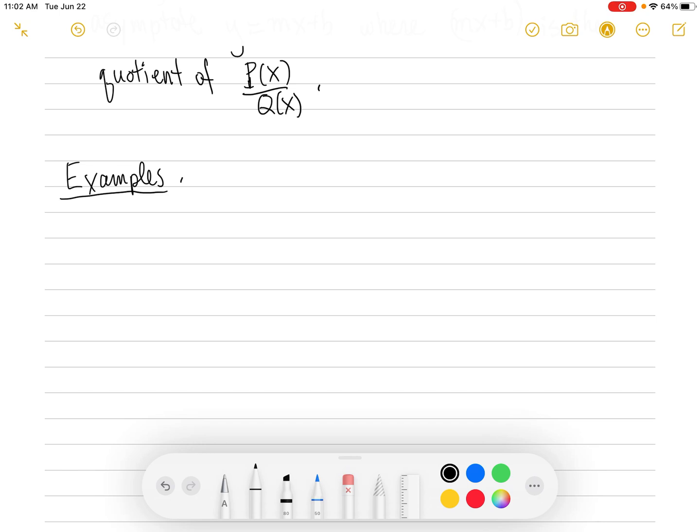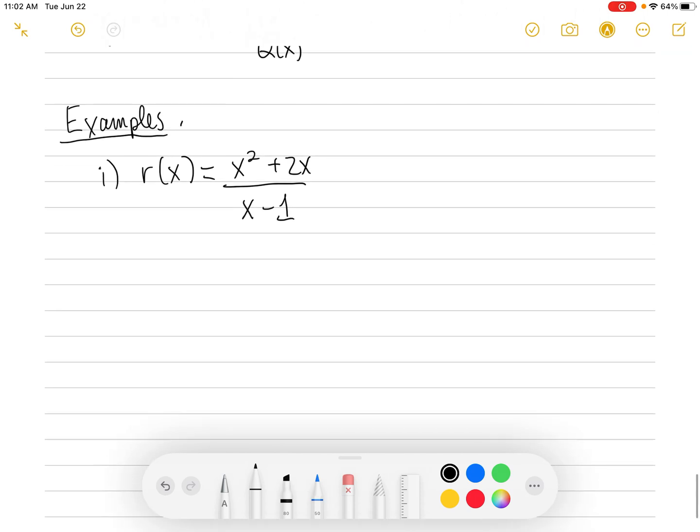Examples. Let's say I have r of x equals x squared plus 2x over x minus 1. So we know in this rational function, there's no horizontal asymptote, because the degree of the top is bigger than the degree of the bottom. But there is a slant asymptote, because it's exactly 1 more than the bottom. The top has degree 2, the bottom has degree 1. Top is 1 more degree than the bottom. So there's a slant asymptote.